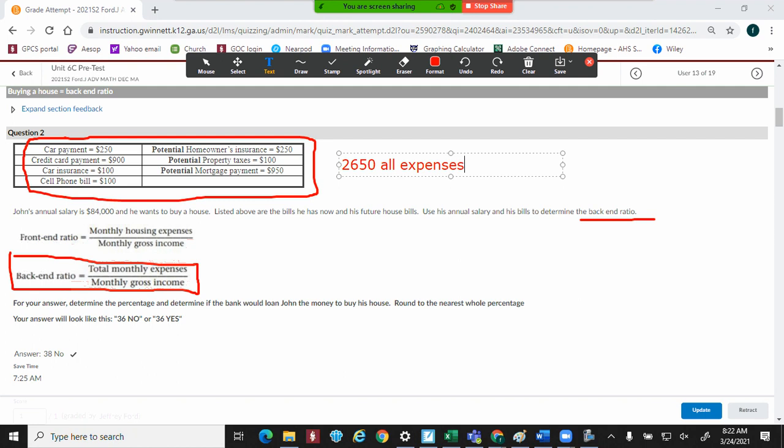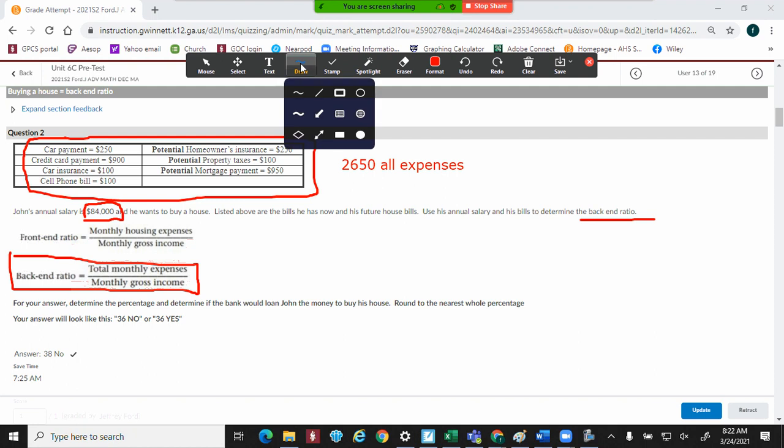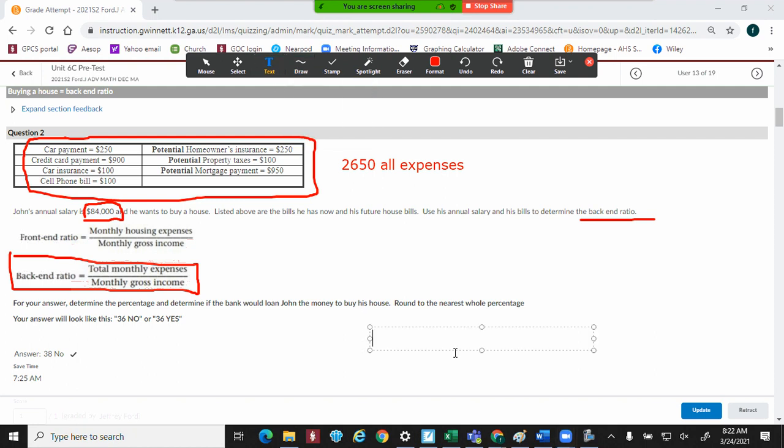All right. Now, again, same concept with the denominator. We have 84,000 and we need to convert that to monthly. We've already done it, so I'm not going to talk as much through it. Divide by 12. I think it's going to be 7,000. Yes, 7,000. So 2650 divided by 7,000. Your answer ends up being 38%.